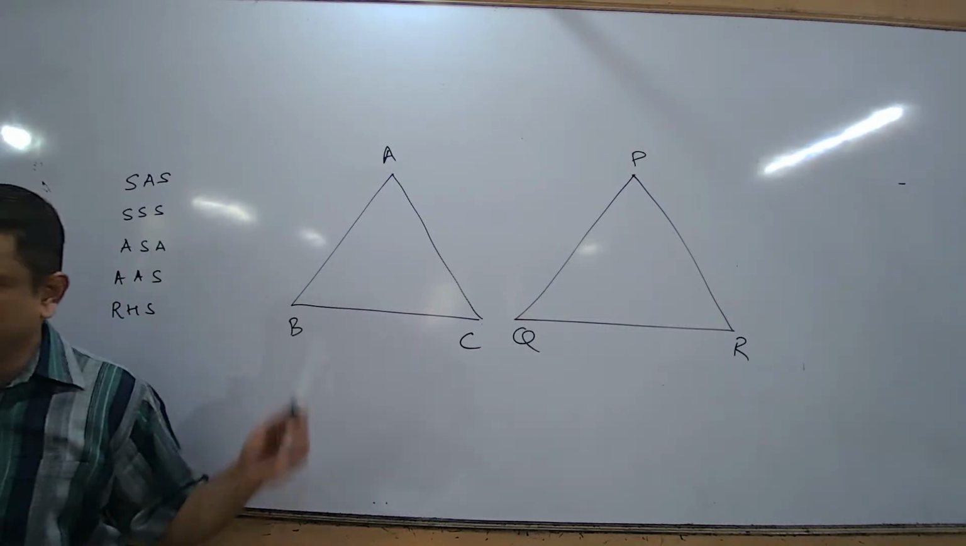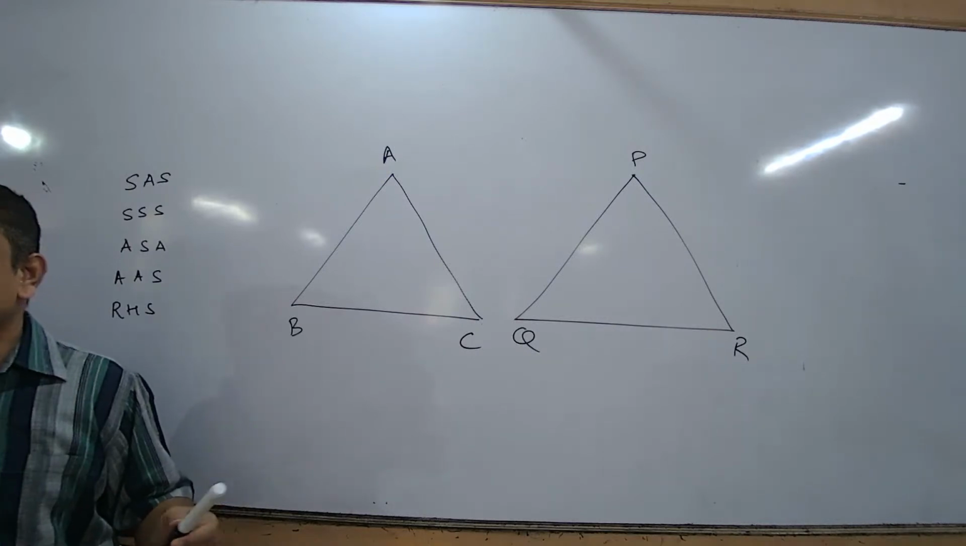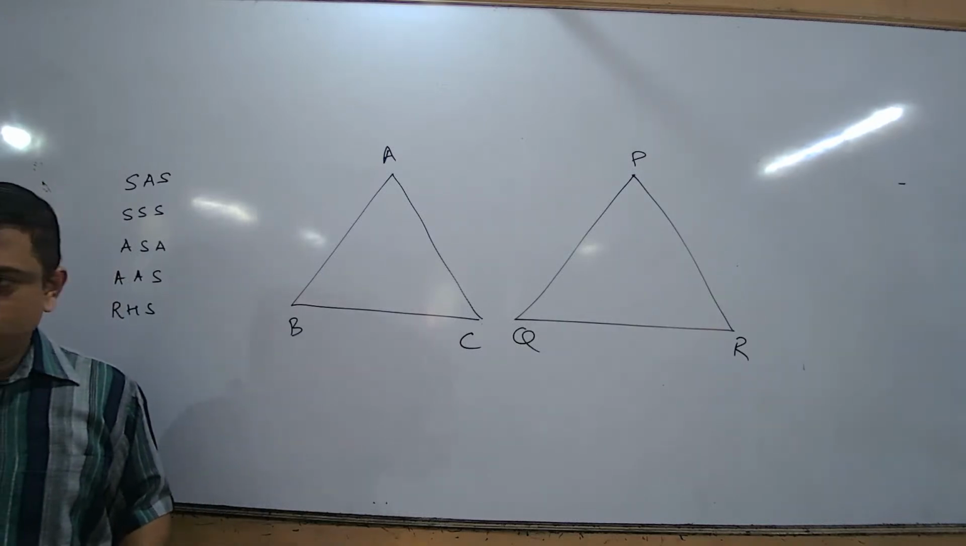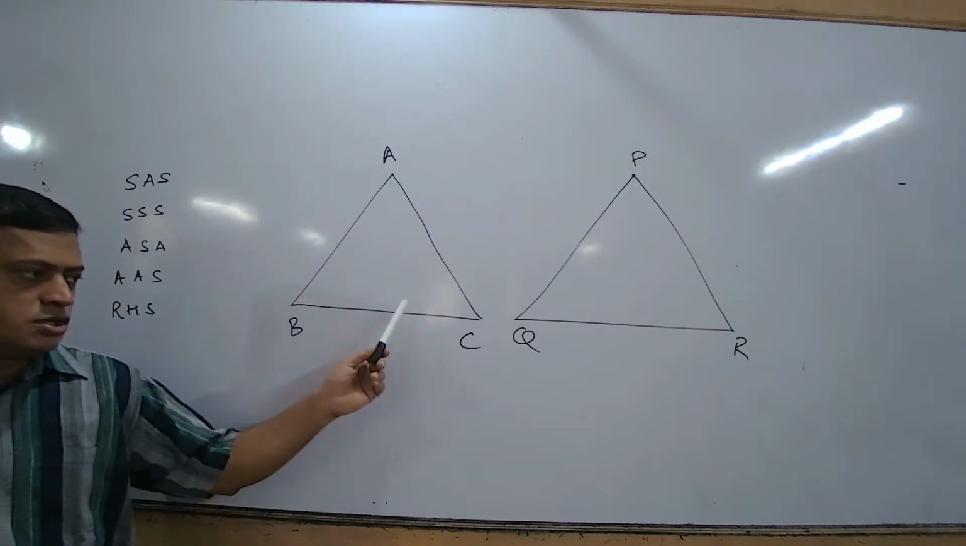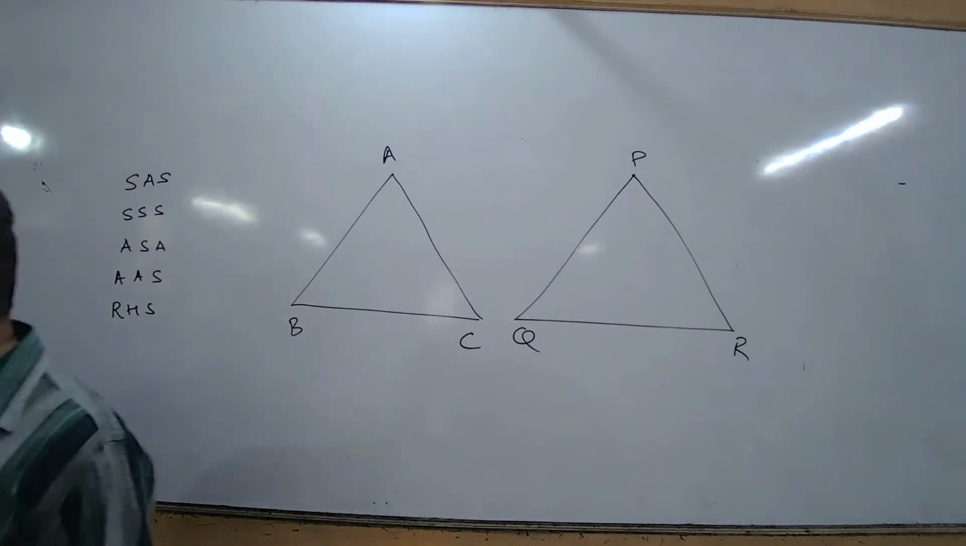Can you tell another way? AC equals PR, BC equals QR, and angle C is equal to angle R. Then also by SAS. Okay, understood now? Whatever they said is correct only, no?